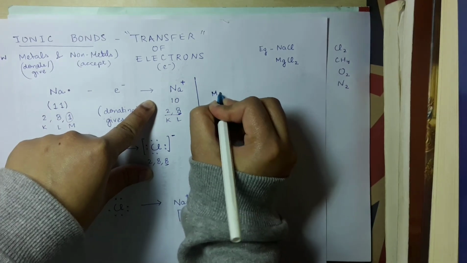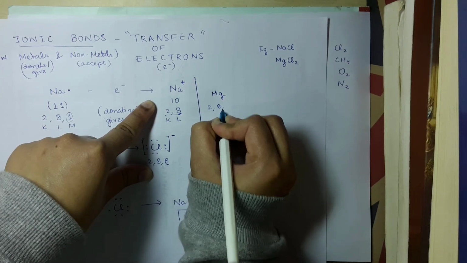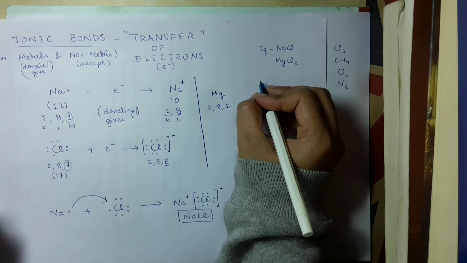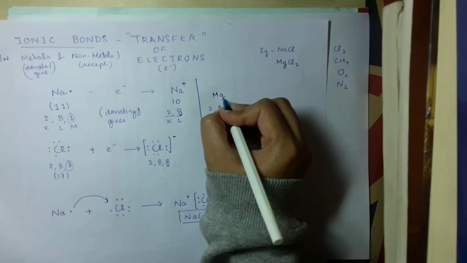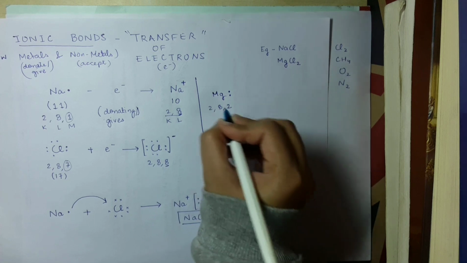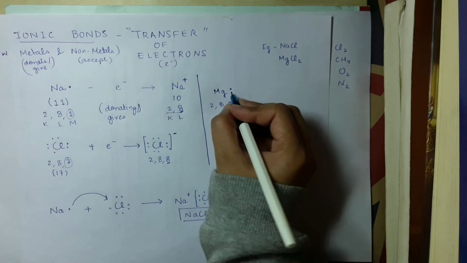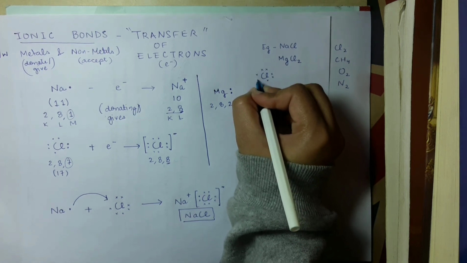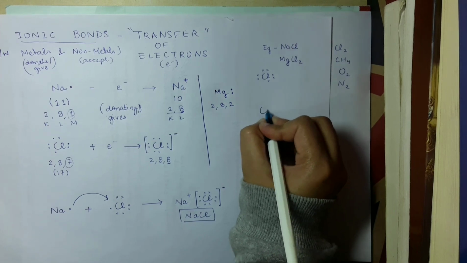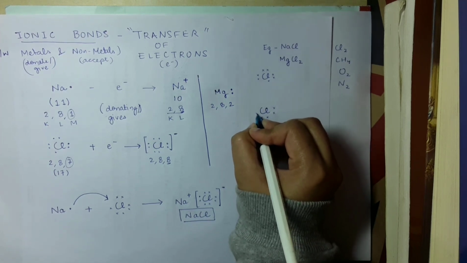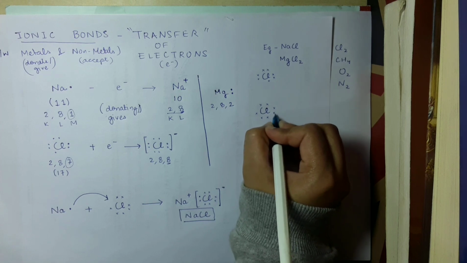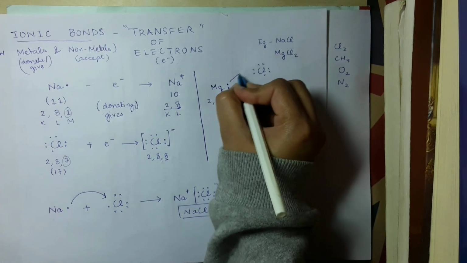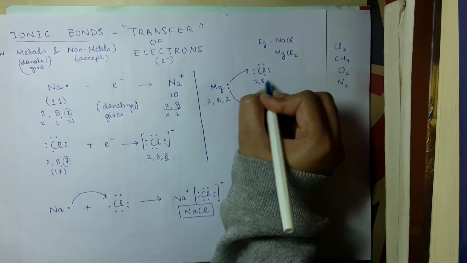So Mg is 2, 8, 2 and Cl is, as we just discussed, 2, 8, 7. So Mg has 2 extra electrons in the last shell, right? Last shell has 2 electrons, whereas Cl, we saw, had 7 electrons. And I'll just take one more Cl. It also has 7 electrons. So what Mg is going to do is give 1 electron here, give 1 electron here, because earlier it had 2, 8, 2.